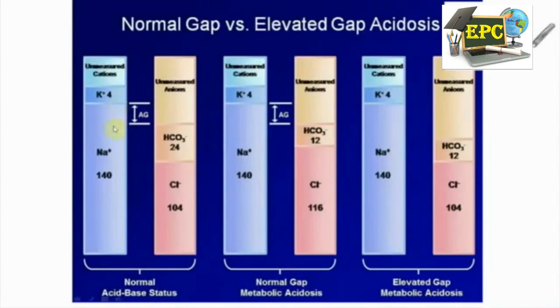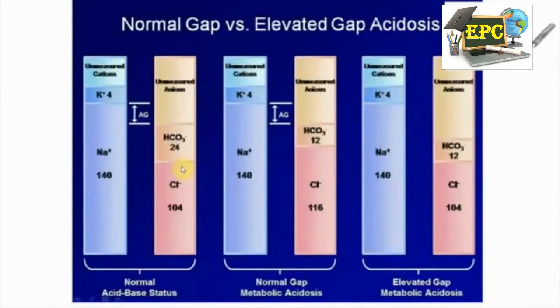Now let's have this diagram to explain more of what's going on. As you can see here, we have the sodium, we have the potassium, and we have the unmeasured cations. Over here we have the unmeasured anions, bicarbonate and chloride. Now if we do this equation, we have 140 minus 104 plus 24. These two together will give us what? The anion gap of 12, which is normal. We said the normal is from 8 to 12. That's the normal anion gap.